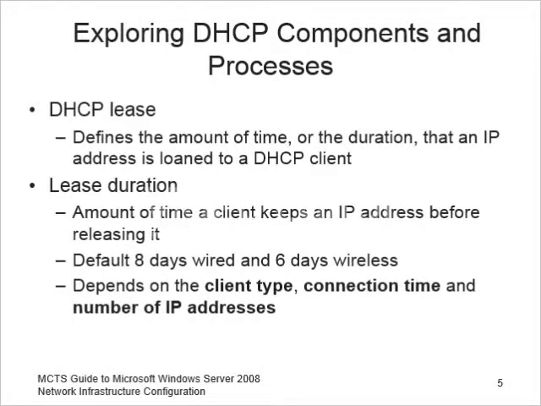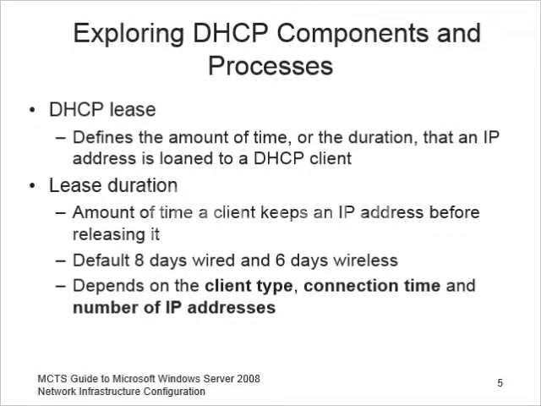To understand DHCP, you need a good understanding of the components necessary for implementing DHCP, which include leases, scopes, reservations, options, and relay agents. We are going to start by talking about DHCP leases. A DHCP lease defines the amount of time or duration that an IP address is loaned to a DHCP client. DHCP clients and DHCP servers use leases to manage DHCP.